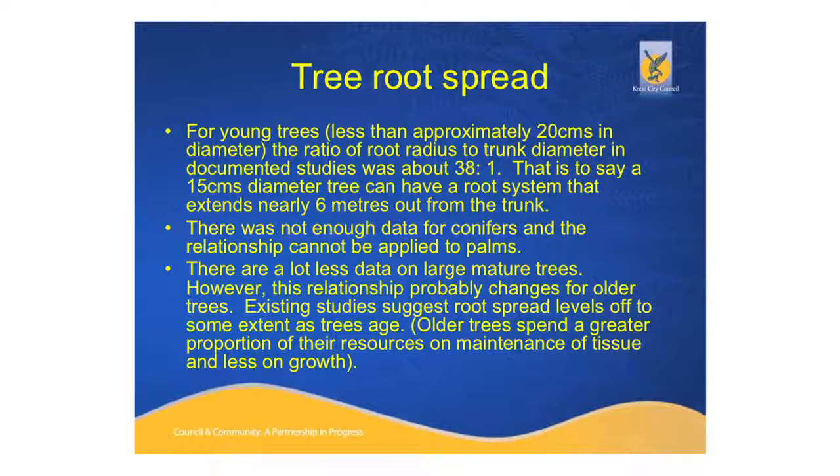Anyway, another one of the findings was there was not enough data for conifers, and the relationship cannot be applied to palms. There is a lot less data on large mature trees. However, this relationship probably changes for older trees. Existing studies suggest root spread levels off to some extent as trees age, and if you do the literature search, you'll find that. Older trees spend a greater proportion of their resources on maintenance of tissue and less on growth.